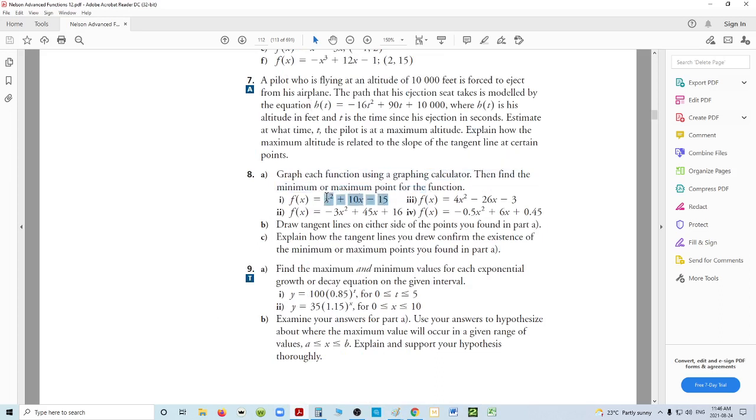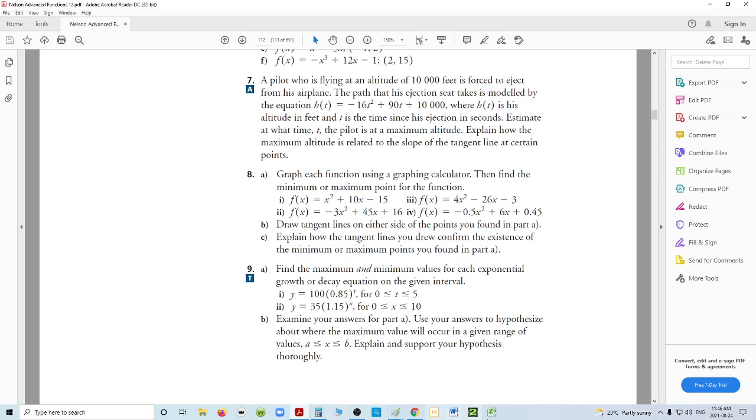Graph each function using a graphing calculator. Let's look at them both first. That's a parabola facing up. That's a parabola facing up. That's a parabola facing down. That's a parabola facing down. Draw tangent lines on either side of the points. Explain how the tangent lines confirm the existence of the minimum and maximum values that you found. So you're allowed to just look at them.